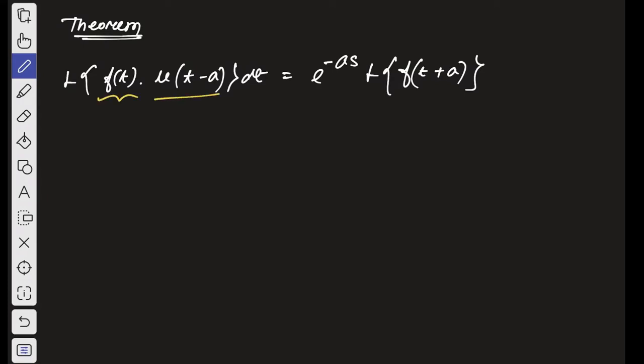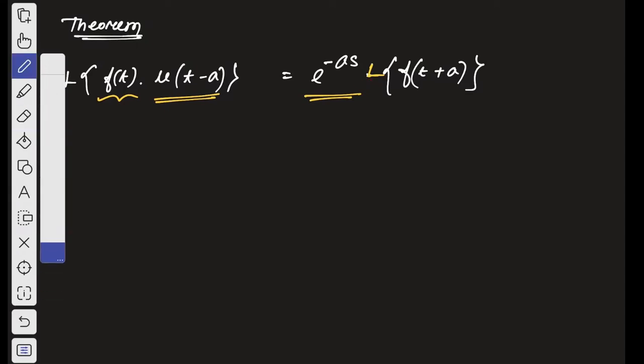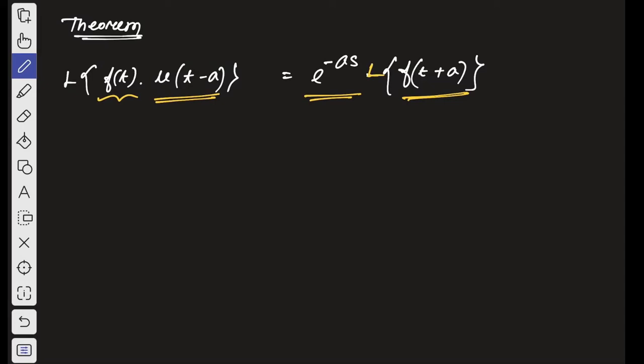Now let us prove this theorem. Here you see the Laplace transformation of f of t into u of t minus a. Sorry, not dt here. That is equal to e to the power minus as times the Laplace transformation of f of t plus a. Okay, so now let us prove this.